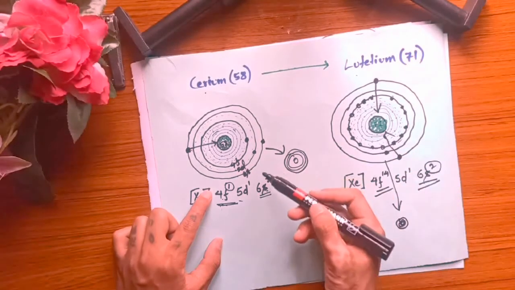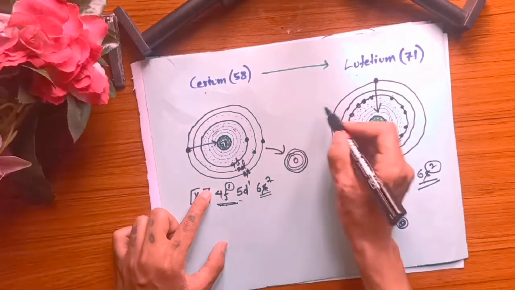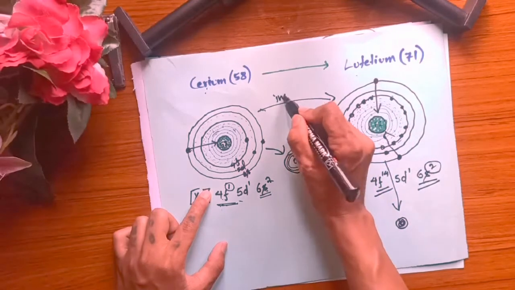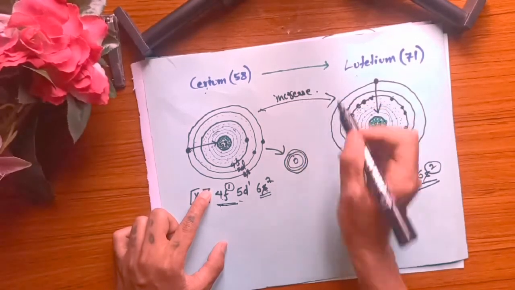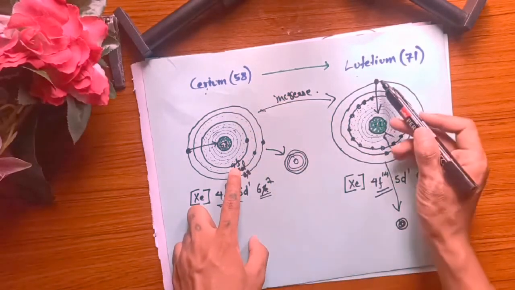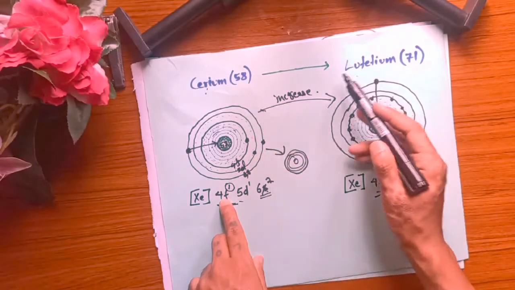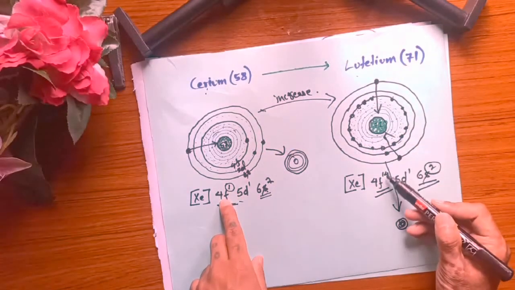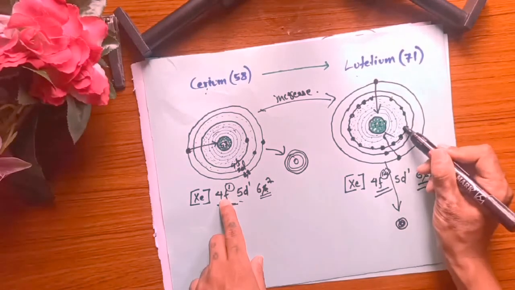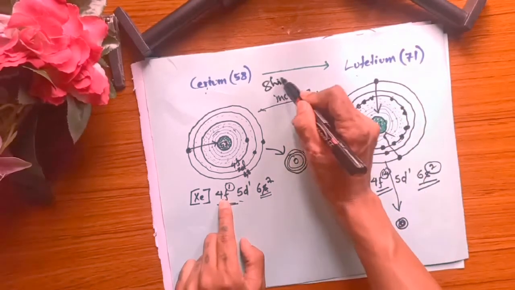Also, it's important to note that the shielding effect of the 4f orbital on going from cerium to lutetium increases, since there's an increase of electrons in the 4f orbital from cerium to lutetium. So here is 1 electron in the 4f orbitals, and on going from cerium to lutetium, you have 14 electrons in the case of lutetium. So more electron density will mean there is more shielding effect. So the shielding effect increases here.